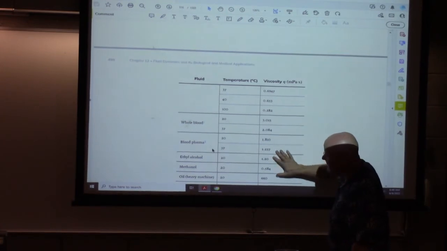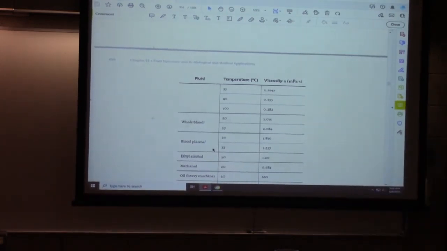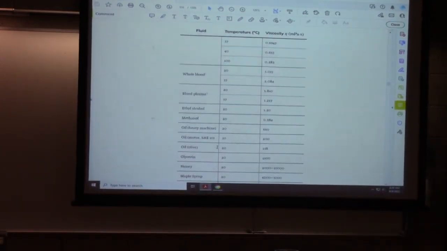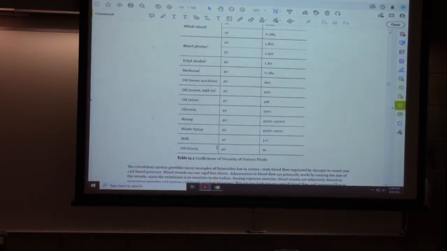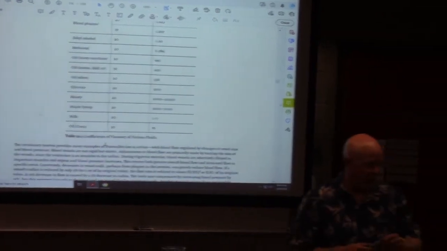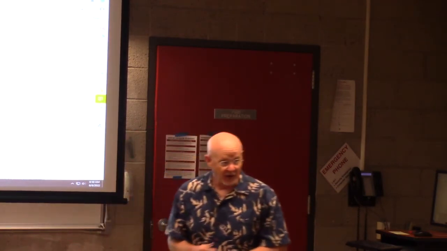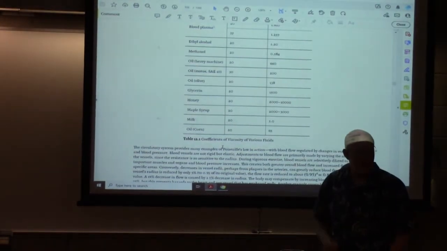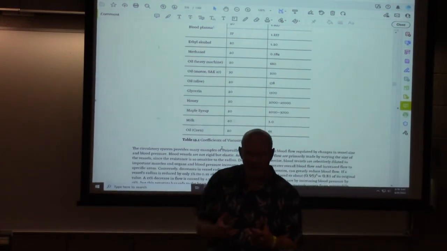We've got blood plasma, and different alcohols: ethanol, methanol. We've got different oils and so on. Maple syrup. In fact, maple syrup is kind of the standard example. Have you ever heard the phrase, you're as slow as maple syrup in January? What does that mean? Well, maple syrup does not flow very fast. It's got a very high viscosity. And so it's a good indication of what we mean by high viscosity.